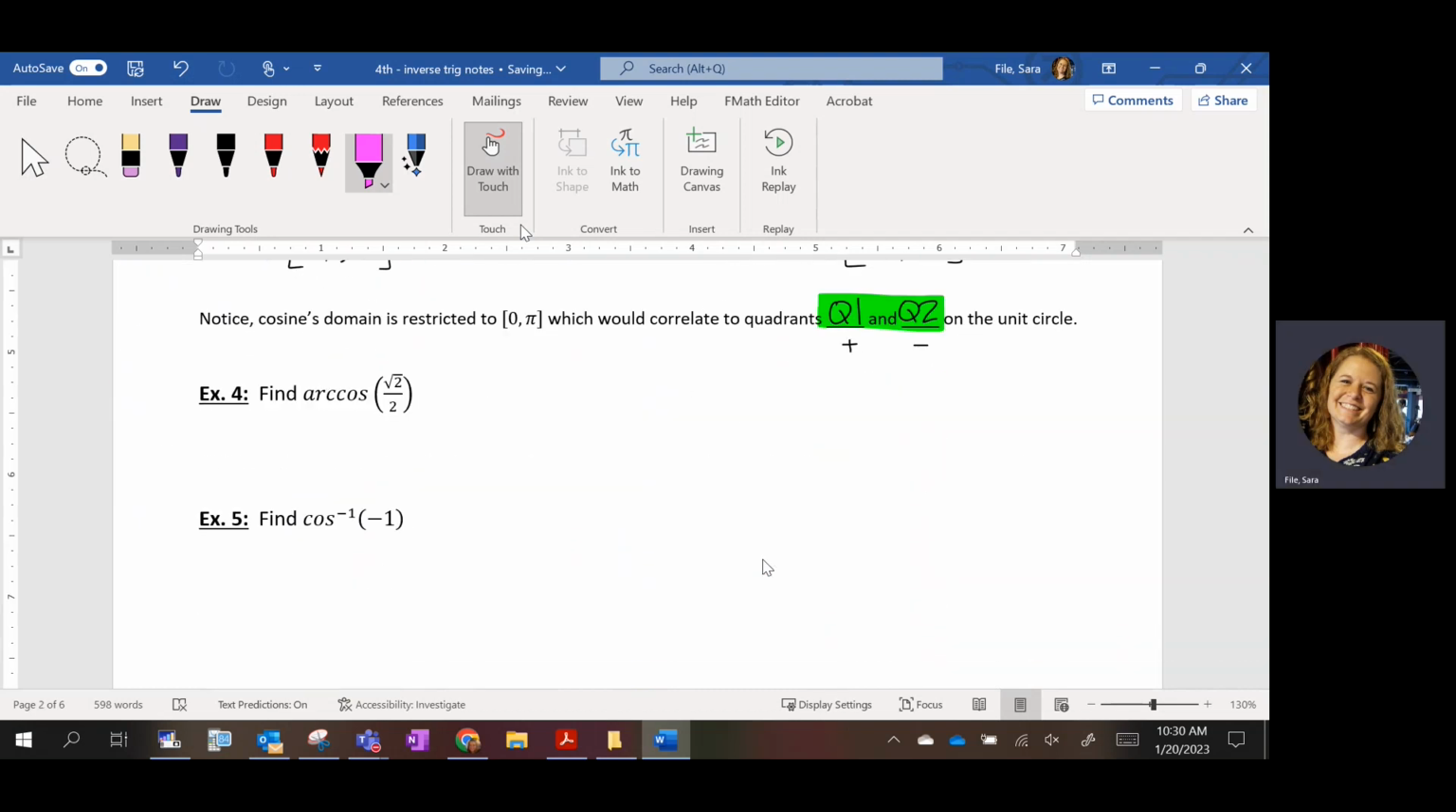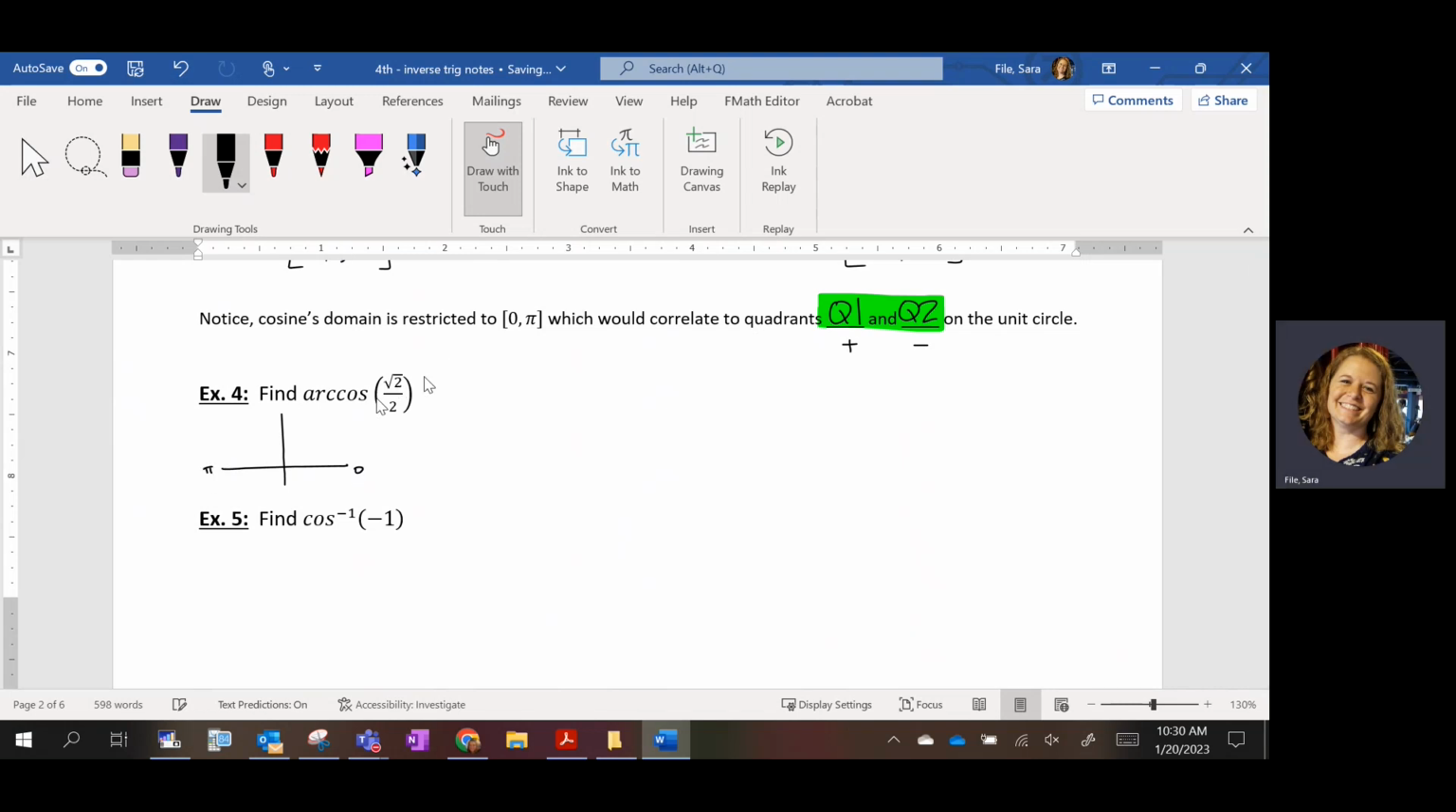All right, so let's try this same process. We're asking ourselves, arc cosine of root 2 over 2. So that means we're saying at what angle is cosine's value root 2 over 2? But it has to be an angle between 0 and pi. It has to come from quadrant 1 or 2. So if you need the visual, sketch the visual.